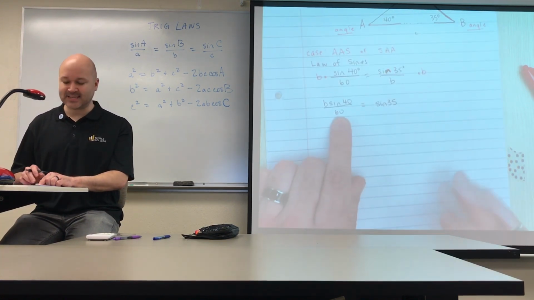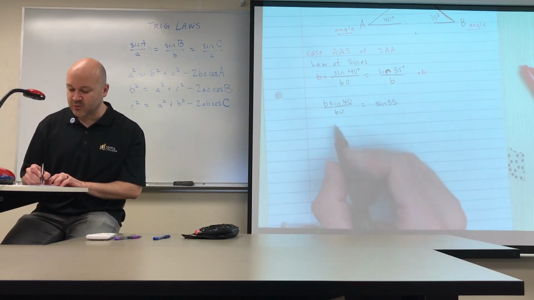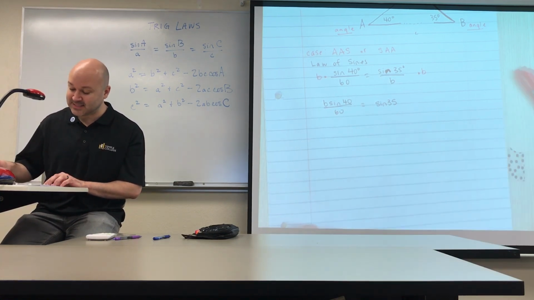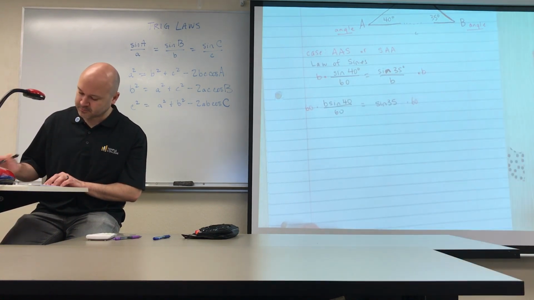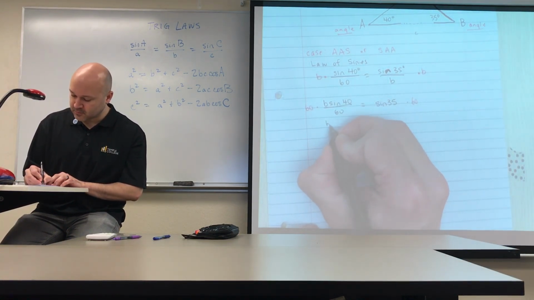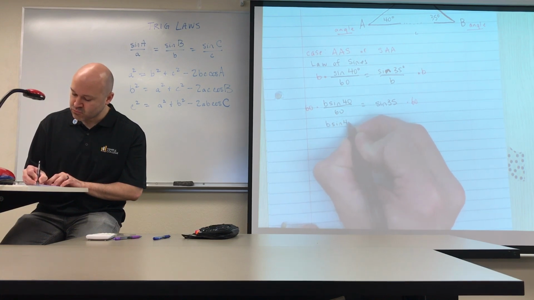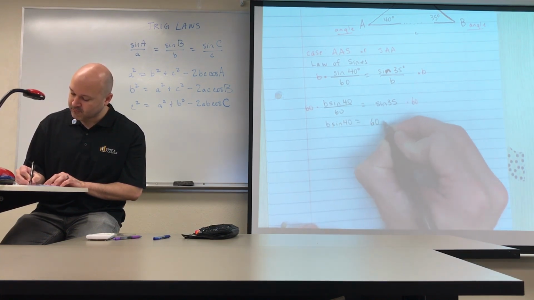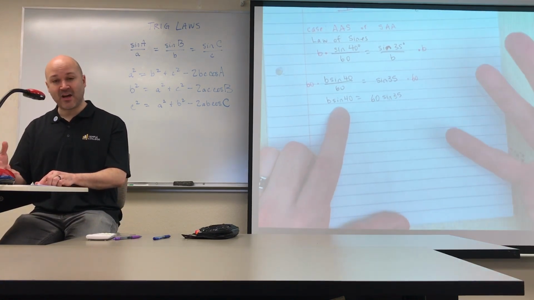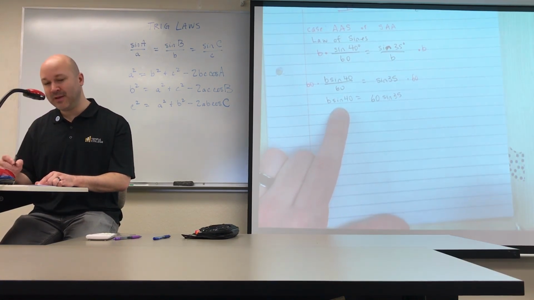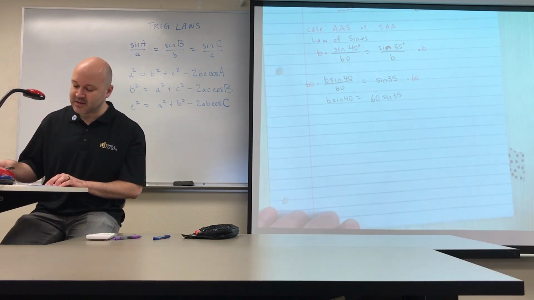So I want this 60 to go to the other side of the equation. I can multiply both sides by 60 just like I did the b. Now b is being multiplied by that value sine of 40. I want b to be isolated, so I'm going to divide both sides by sine 40.